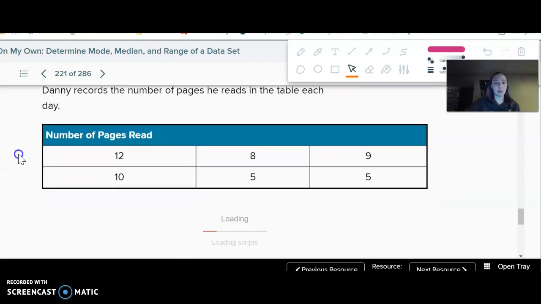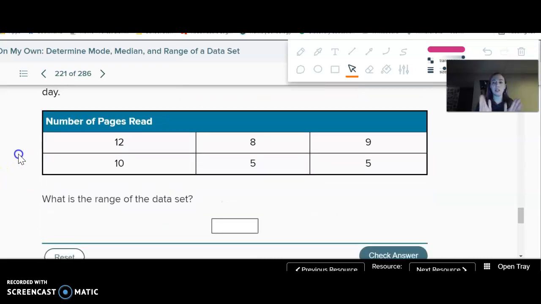Same table, number of pages read. What is the range? All right, again, this one just takes a little closer looking. We just have to find the smallest and the biggest and subtract them, so we get 7. So you can see it's the same thing, it's just presented differently.